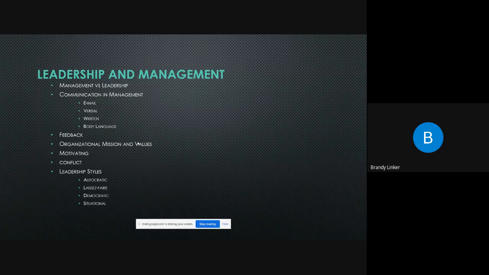So communication and management and leadership: email, verbal, written, and a lot of your communication is going to be your body language. So email communication, most of y'all are pretty good about that. But I do see occasionally things that are very unprofessional in your emails. And so I'm hoping to go over each of these points with you and help you be a little bit better on these: email, verbal, written, and body language communication.